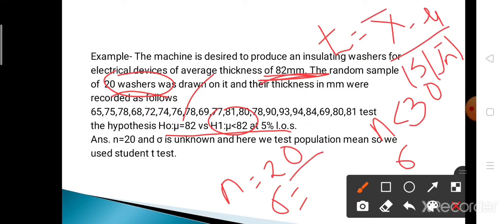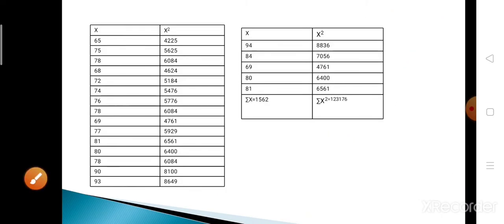Here the n value is 20, mu is 82 mm. But what is the value of x bar and s? So first calculate the value of x bar and s. Here we are given the exercise values: 65, 75, 78, 68, 72, 74, 76, 78, 69, 77, 81, 80, 78, 90, 93, 94, 84, 69, 80 and the last is 81.